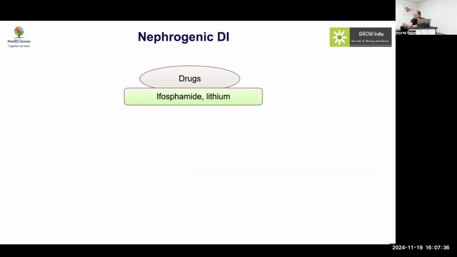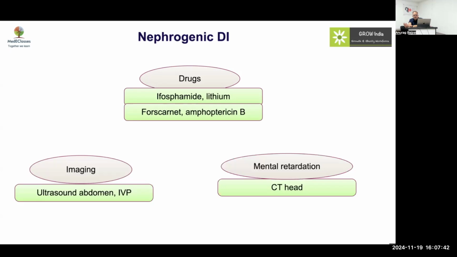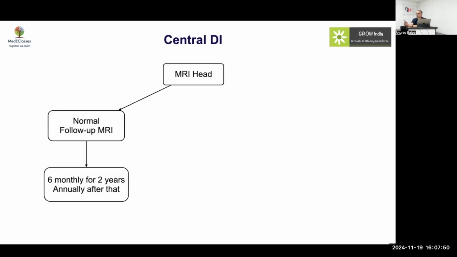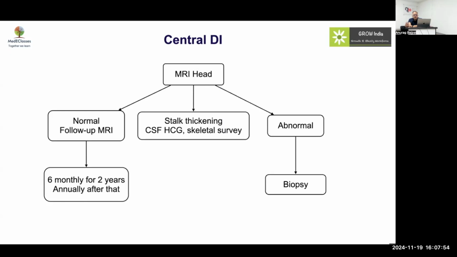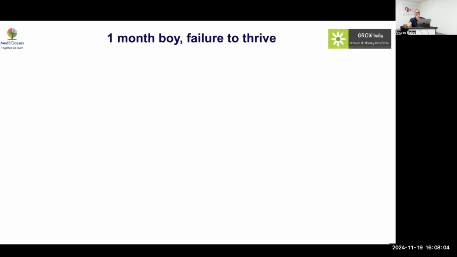For nephrogenic DI, look for drug history, look at renal imaging, ultrasound, CT, IVP, and if there's mental retardation, get a CT head for calcifications. Central DI, do an MRI; if it's normal, follow up MRI 6 monthly for 2 years and then annually after that. Abnormal, of course, think of biopsy, stalk thickening, look at CSF, HCG and skeletal survey. And if it's normal, you follow up. So stalk thickening is an important pointer to look at.